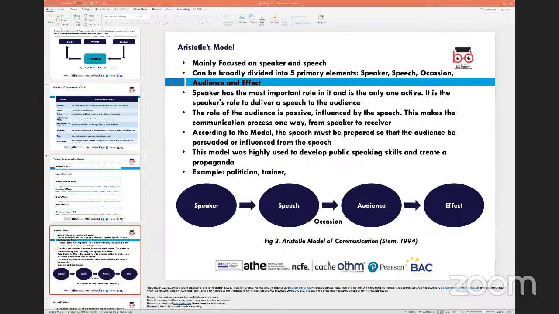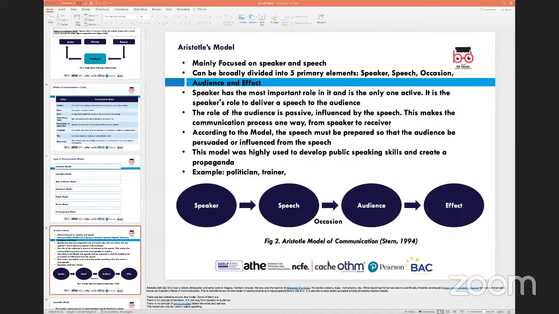Now, this model is normally seen when you are focusing on persuasion and public speaking. That means you're going to a seminar, a conference, or a training event, and you would generally see one or two people speaking, and the others receiving what is being spoken about. The aim here is to understand how speakers can effectively persuade an audience through their messages. This model primarily consists of three main components: ethos, pathos, and logos.